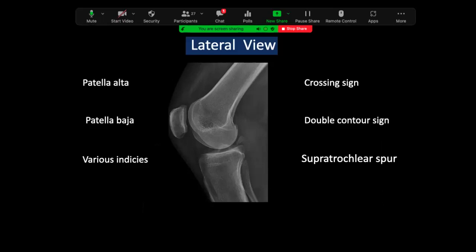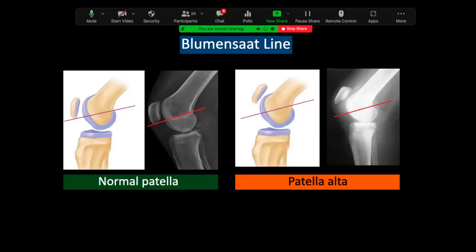The lateral view is very important in this case. We can elicit many things from the lateral view, patella conditions like patella alta, patella baja. There are many indices, signs and lines that can be seen from the lateral view. The first one is the Blumensaat line. This is the line that is drawn from the intercondylar notch area, in a true lateral view of the knee at 30 degrees of flexion.